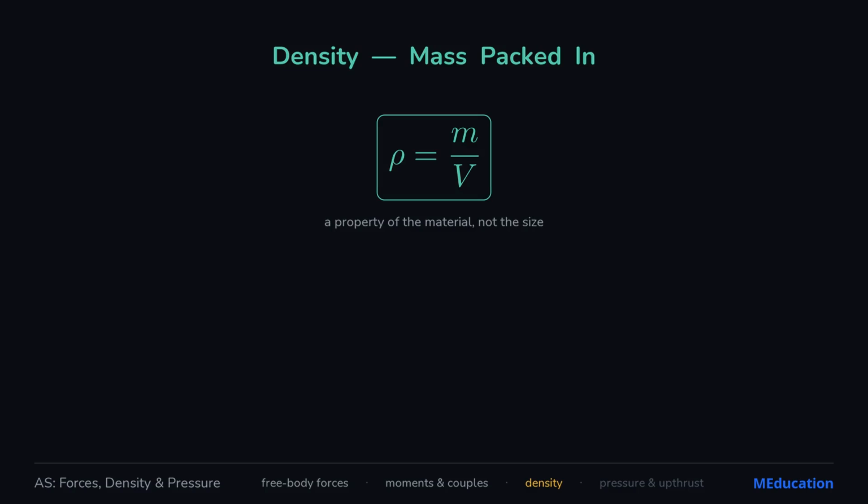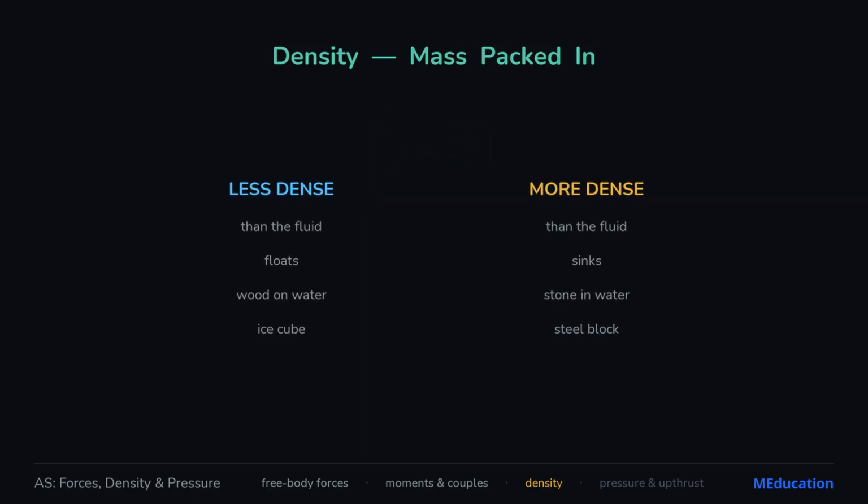Density is simply how much mass is packed into a given volume, mass divided by volume, measured in kilograms per cubic meter. It is a property of the material, not the amount. A tiny ball bearing and a huge steel girder have the very same density, because density does not care how big the lump is, only what it is made of. Density is what decides, in the end, whether something floats.